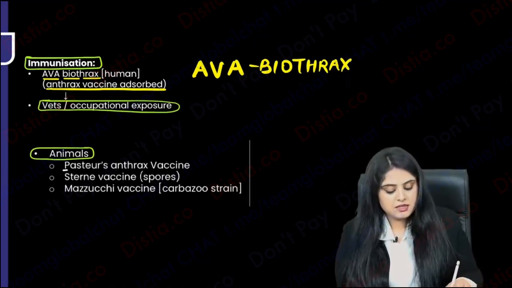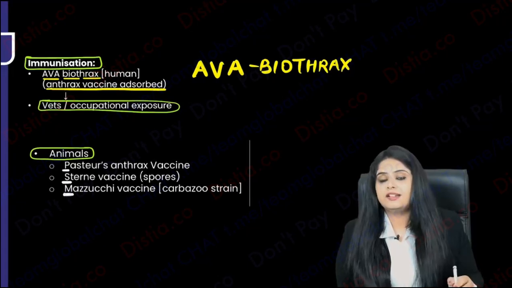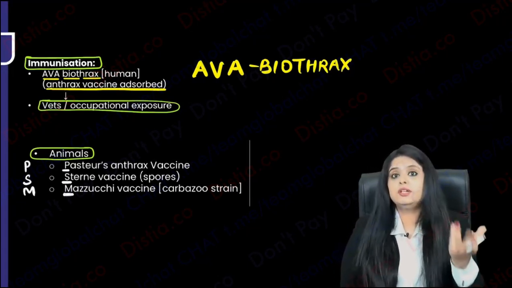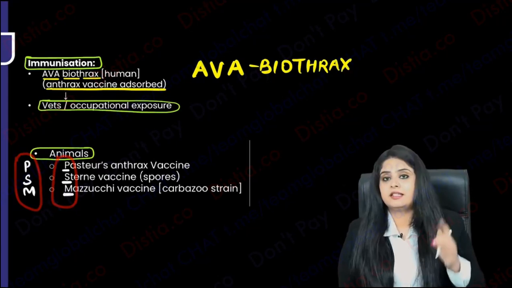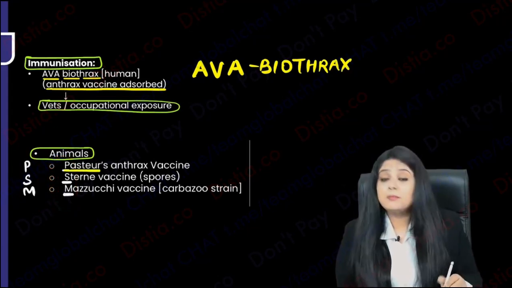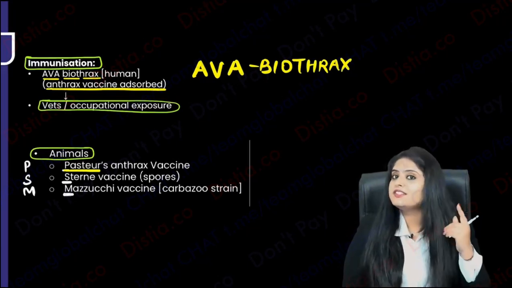PSM means Pasteur's vaccine, Stern's vaccine, and Mazzucchi's vaccine, because PSM is very much interested in the community, it is community medicine, so for community animals we can give the PSM vaccines: Pasteur's vaccine, Stern vaccine and Mazzucchi's vaccine. If you want to learn Pasteur, if you remember Louis Pasteur, I've given you the first slide of micro, which gives me nostalgia that we started from there.